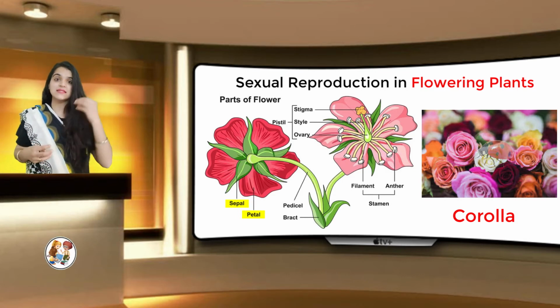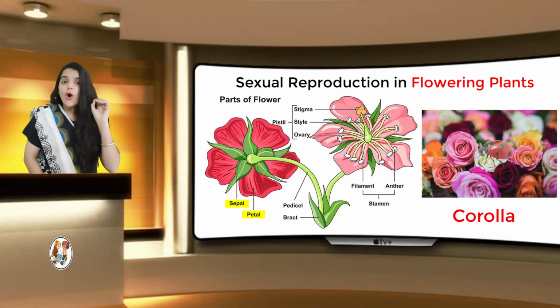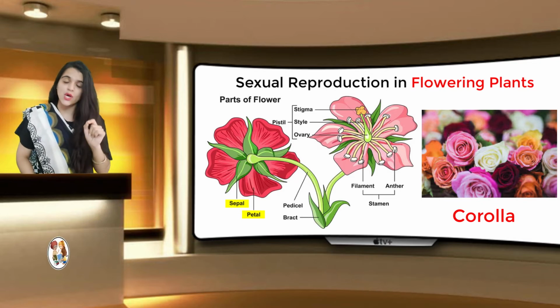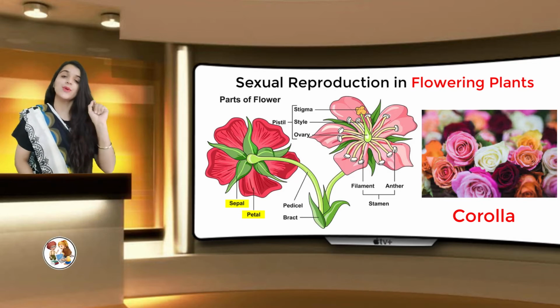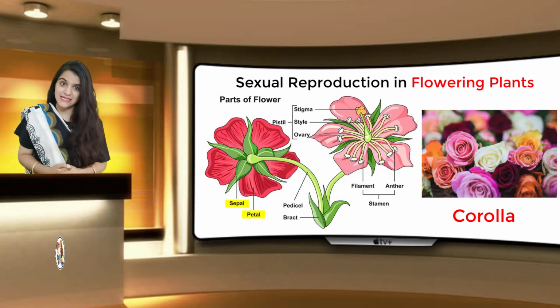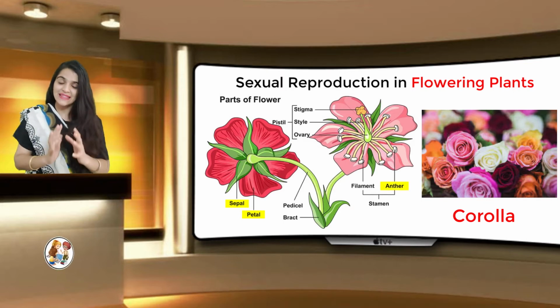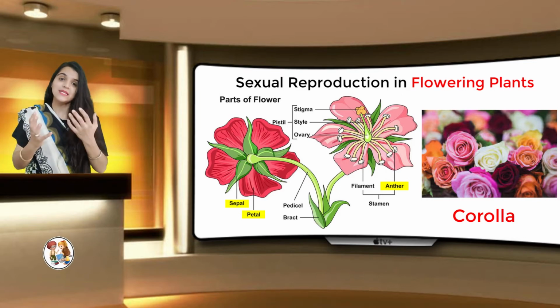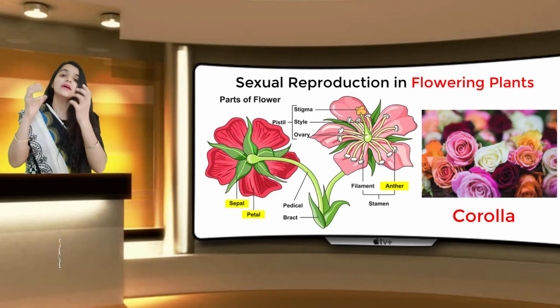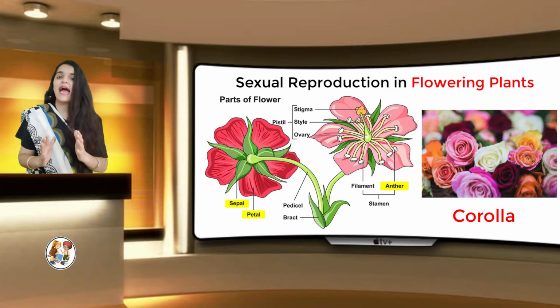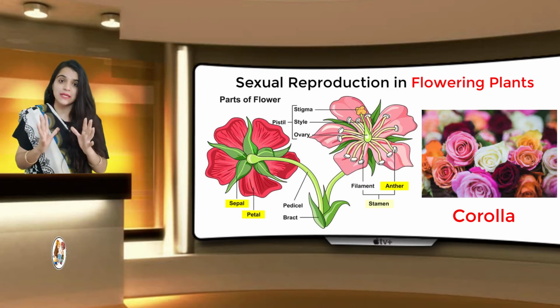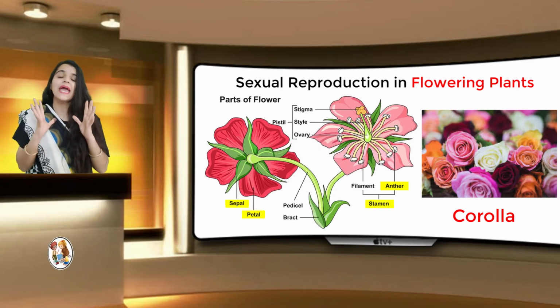The next is the third part, which is also known as the essential part, which plays a very important role in reproduction, that is the anther. You know that the anther forms pollen, but the anther is further a part of something. We have the male reproductive part, which we call the stamen. The stamen is the male reproductive part we have.